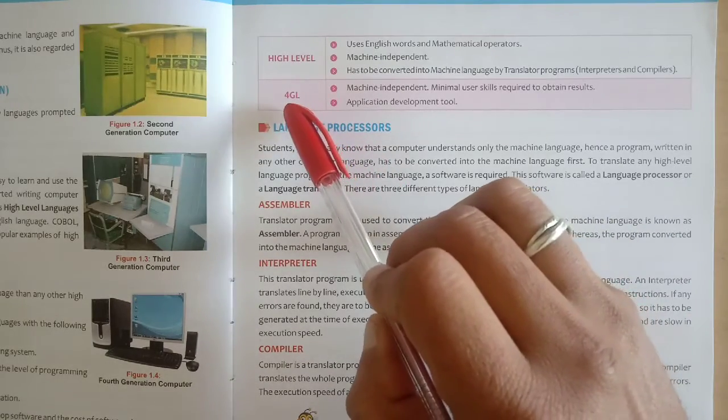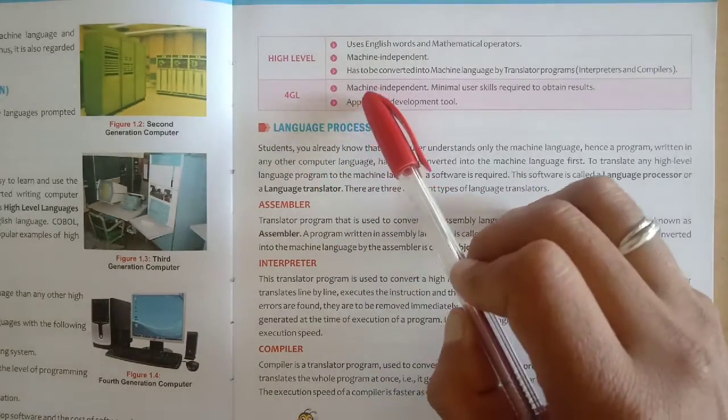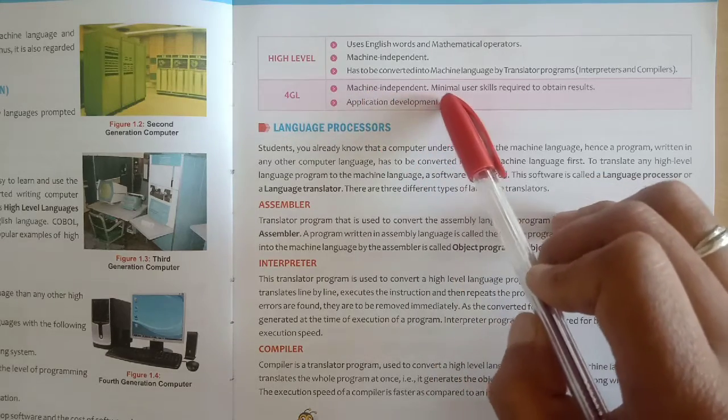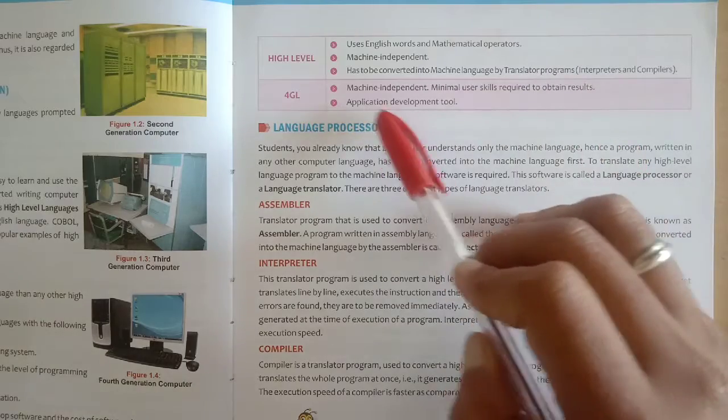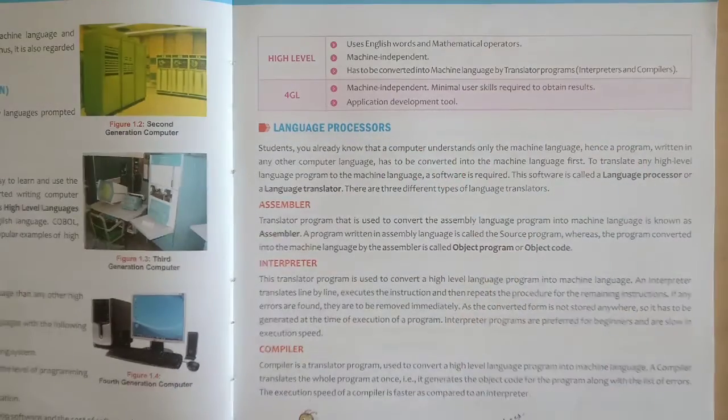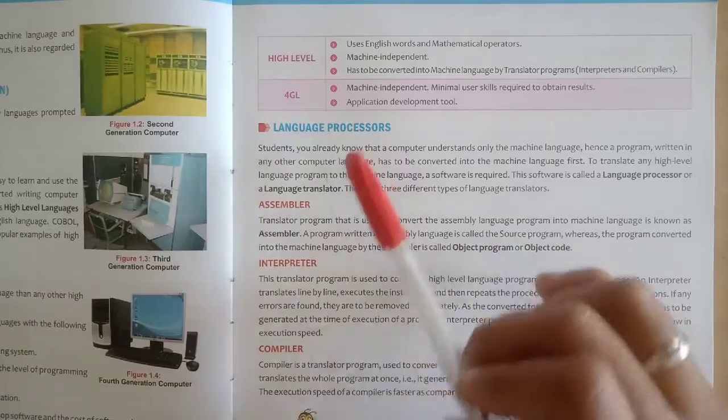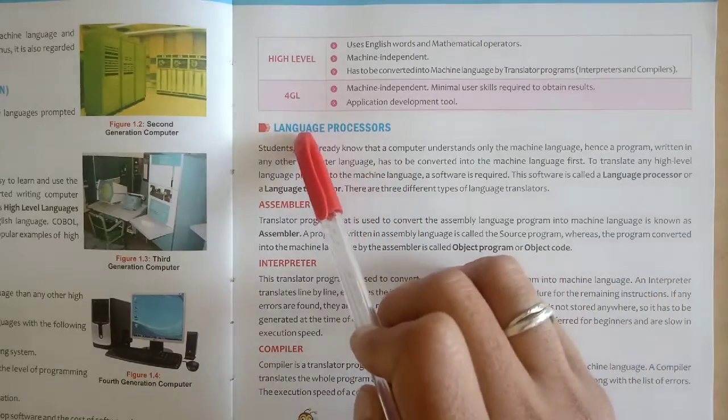So next is 4GL. Machine independent, minimal user skills required to obtain result, application development tools. So students, here you change the topic. After this you see here the language processor.